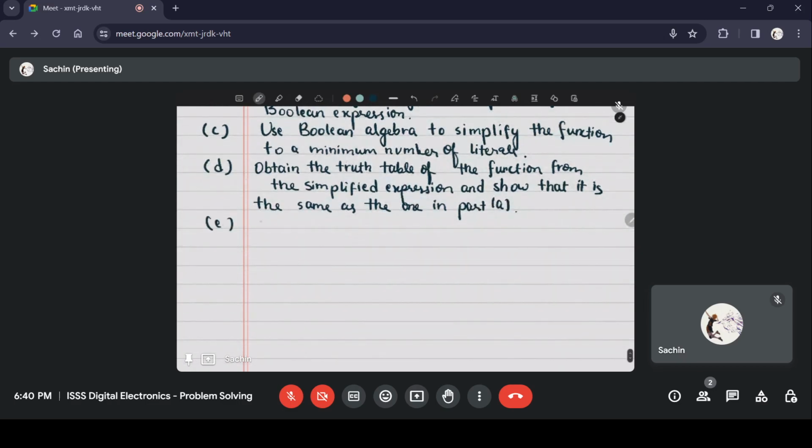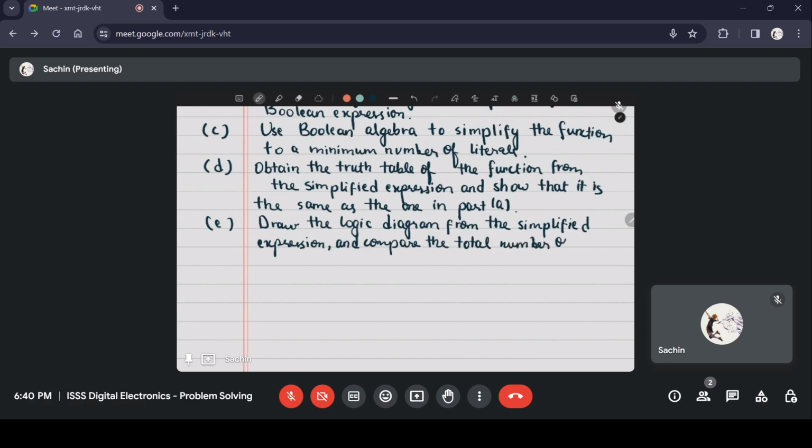Part E, draw the logic diagram from the simplified expression and compare the total number of gates with the diagram of part B.